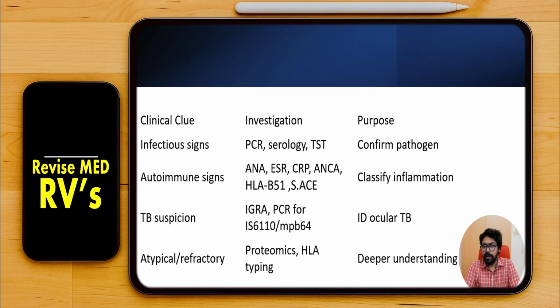If they are having some atypical or refractory retinal vasculitis, to guide treatment you can think about proteomics and HLA typing for a deeper understanding of the disease, as well as you can do cytokine profiling also.